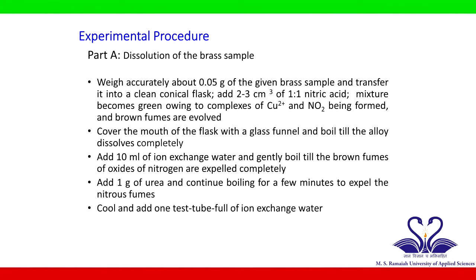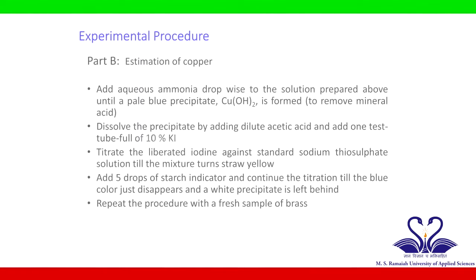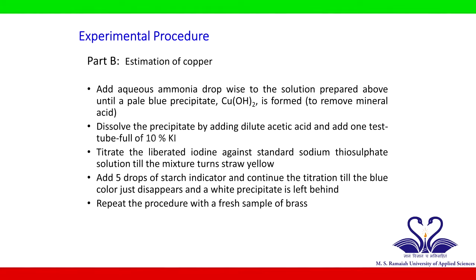Add 10 ml of ion exchange water and gently boil till the brown fumes of oxides of nitrogen are expelled completely. Add 1 gram of urea and continue boiling for a few minutes to expel the nitrous fumes. Cool and add 1 test tube full of ion exchange water. Add aqueous ammonia dropwise to the solution until a pale blue precipitate of copper hydroxide is formed.